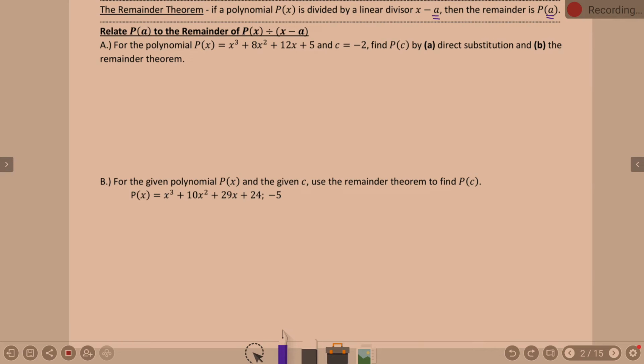So example A, for this given polynomial, and notice what it says, a c value of -2. Find P of c. So this is saying find the remainder, and they want us to do this 2 different ways. A, by direct substitution, and B, by the remainder theorem, which I really should have said is synthetic division. So I'm going to show you 2 different ways to get the same answer.